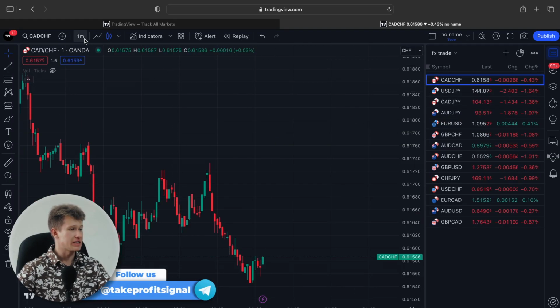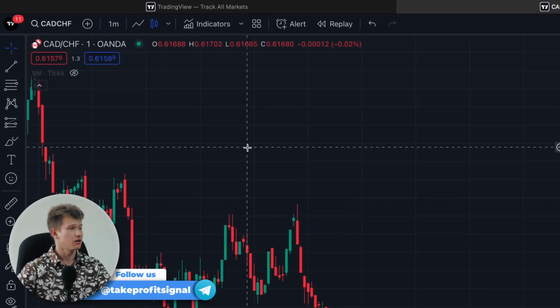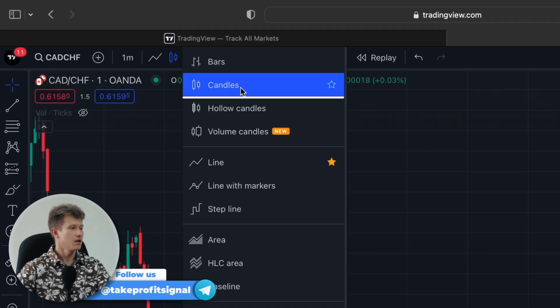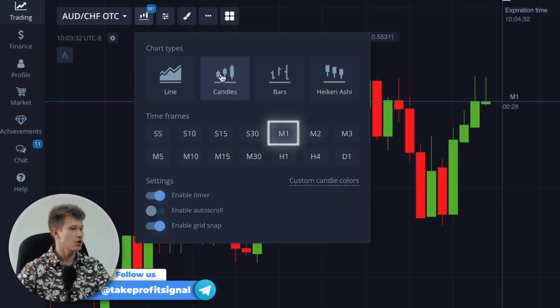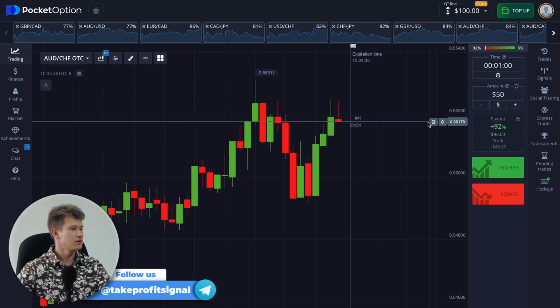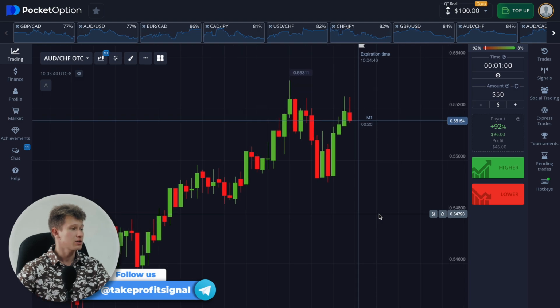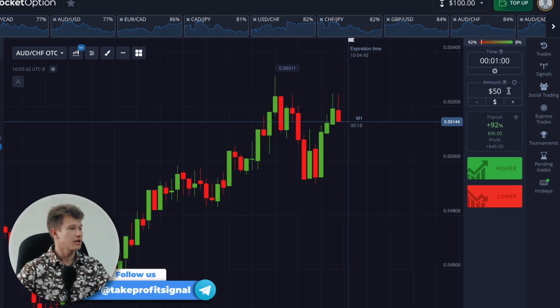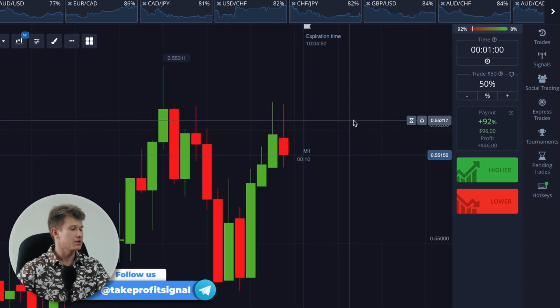Now the next point is to set the time frame to 1 minute. This is a necessary condition, and choose the candlestick chart type. The same thing we do on the platform. Put M1 candlestick chart type. Here we have M1. Replenish your deposit. Today we're going to accelerate the balance from $100. You can use your own amount, and for the first bet we will use half of the deposit. In principle, we can click here and put 50%.